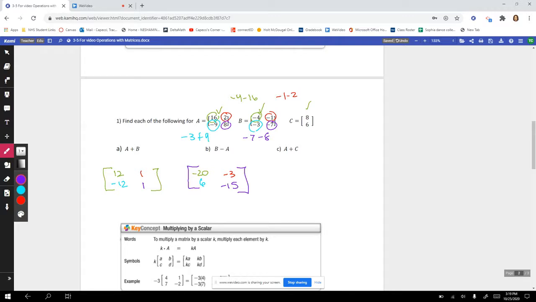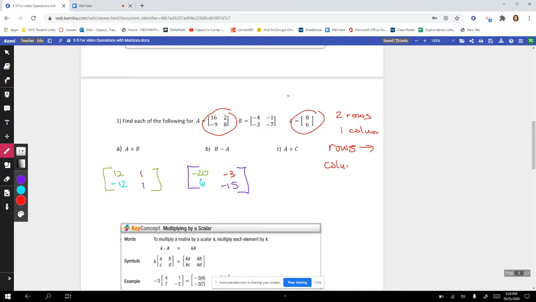Okay. Now, when I want to add A and C, so let's get rid of all of this. If I want to add A and C, the problem I have here is this is a 2 by 2, and here I have 2 rows and I have 1 column, right? Rows go this way. Columns go up and down like the columns of a building. So I can't add them because they don't have the same dimension. So I just say not possible, because it's not the same dimensions.